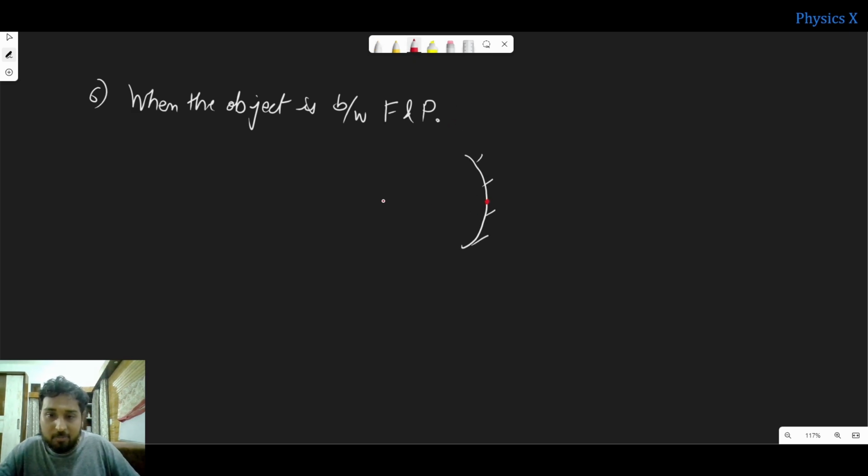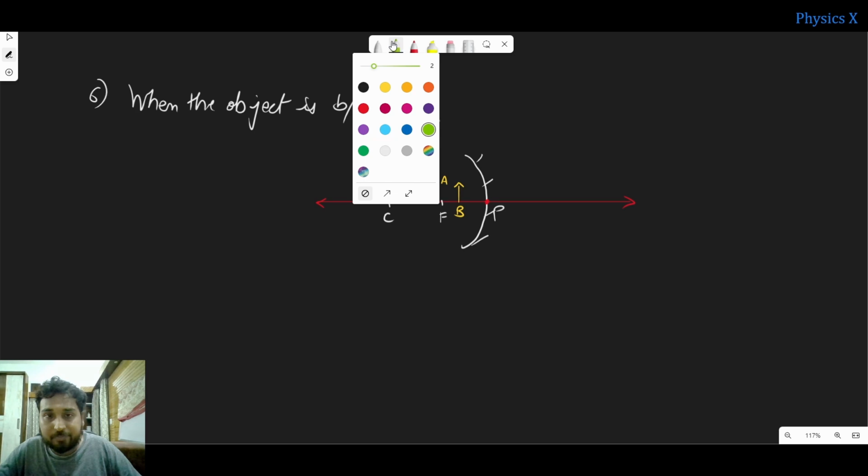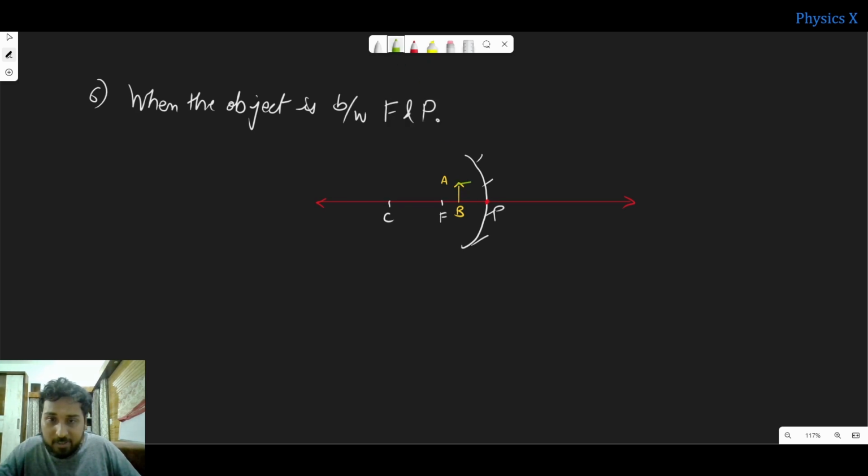So see this ray diagram, and this case is very important. This is the pole, this part is your F, this point is your C, and the object is now placed between F and P. This is your AB. Let us now consider the ray diagrams. An incident ray parallel to the principal axis will pass through the focus.